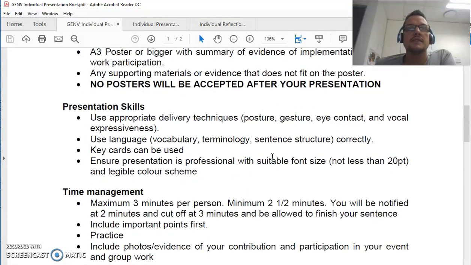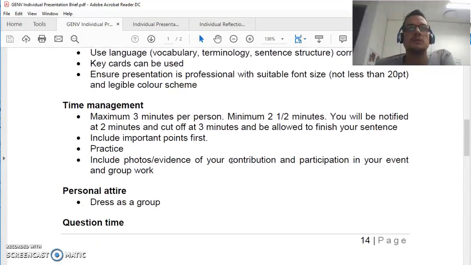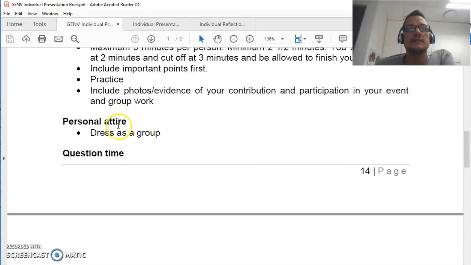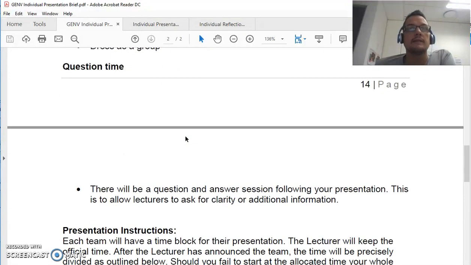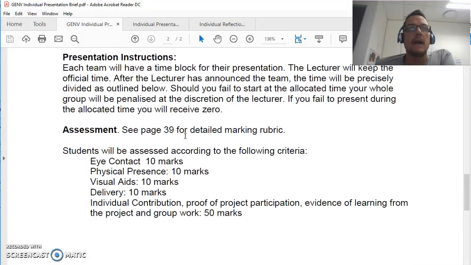And here we have some presentation skills for you and tips. Please do not read. You will be marked down quite severely if you read your presentations. We want you to have a conversation with us. And some advice, dress as a group. We want to see group work coming through. And these are the instructions. This is wrong in terms of the page for the marking rubric.